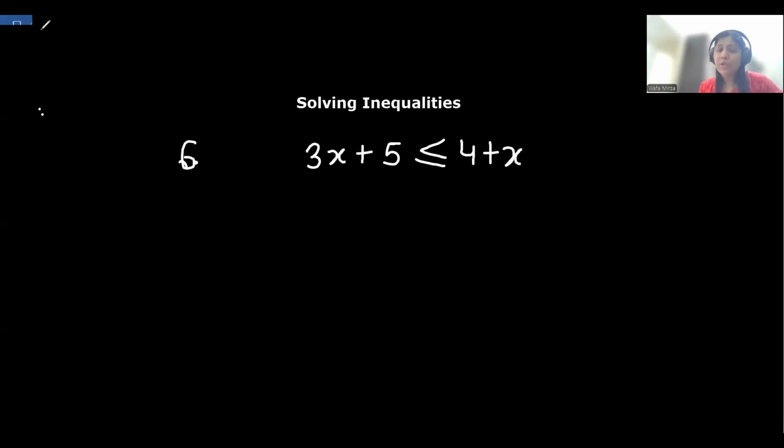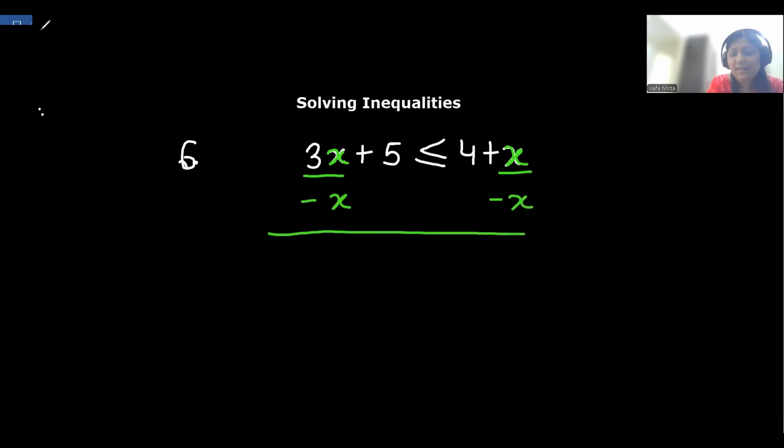First of all, you will see in this inequality that you have x here also and x here also. So you will try to collect like terms on the left side and the remaining like terms on the right side. So I will collect x terms on the left side and 4 and 5, the constant terms, on the right side. For that, I will subtract x from both sides.